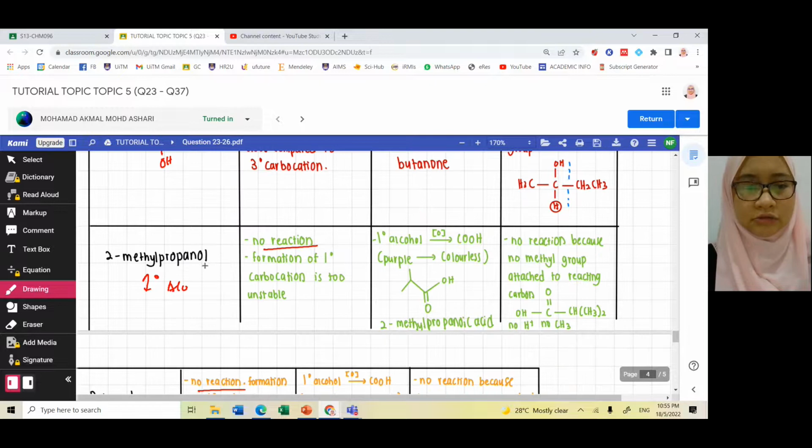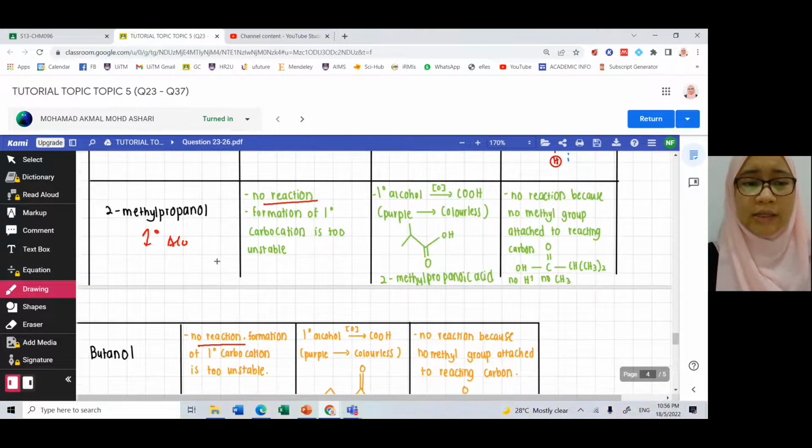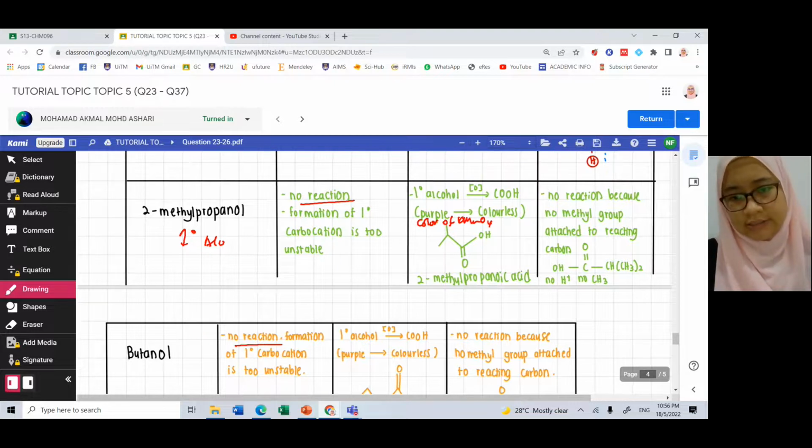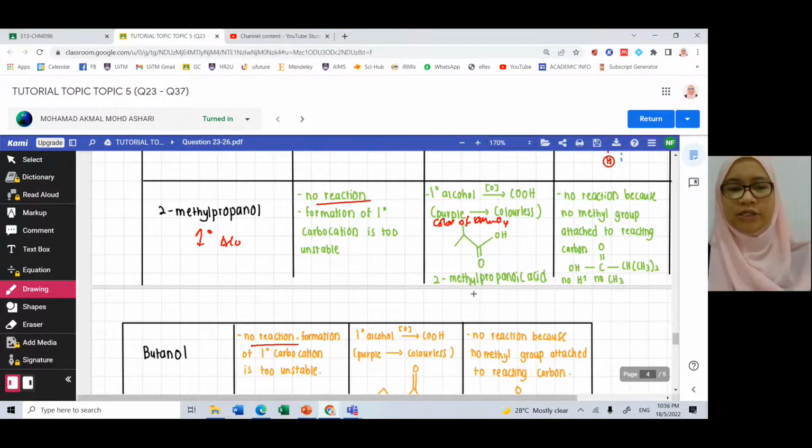So how about 2-methyl-propanol and butanol? These also will give a positive result. Again, you have to mention the purple color of KMnO4 will change to colorless, or decolorization of KMnO4, from purple to colorless. 2-Methyl-propanol is a primary alcohol, so it will be oxidized to form carboxylic acid.